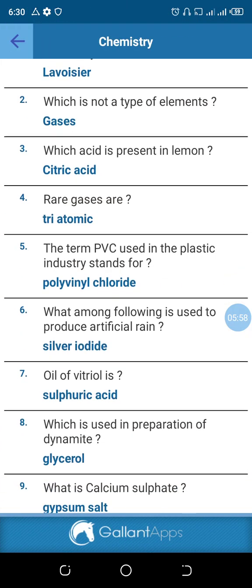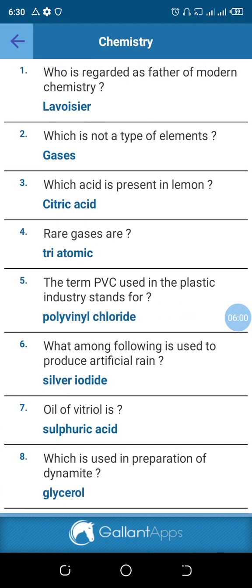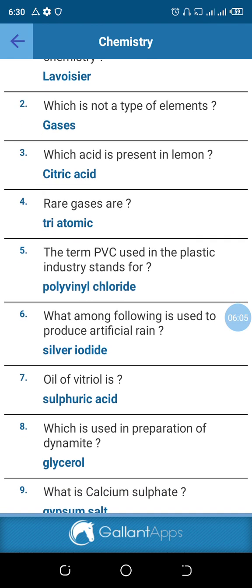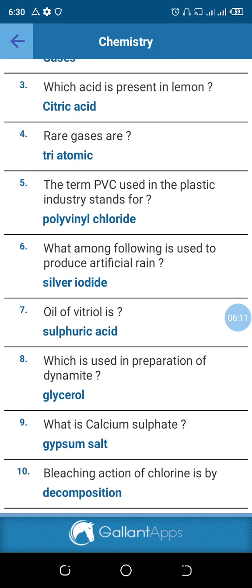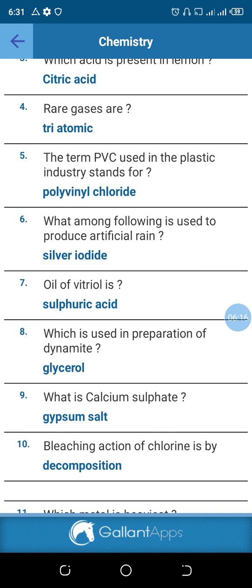Chemistry. Who is regarded as father of modern chemistry? Lavoisier. Which is not a type of elements, gases. Which acid is present in lemon? Citric acid. Rare gases are triatomic. The term PVC used in the plastic industry stands for polyvinyl chloride.